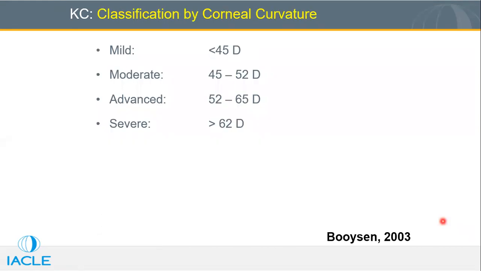So some more information on keratoconus. We can classify keratoconus on the basis of K reading into mild, moderate, advanced, and severe. If the steeper K is less than 45 diopter, and topography is showing the features of keratoconus, then that will be considered as mild. Moderate would be 45 to 52, advanced would be between 52 to 65, and severe keratoconus, any steep K reading greater than 62 diopter, would be considered as very severe keratoconus.